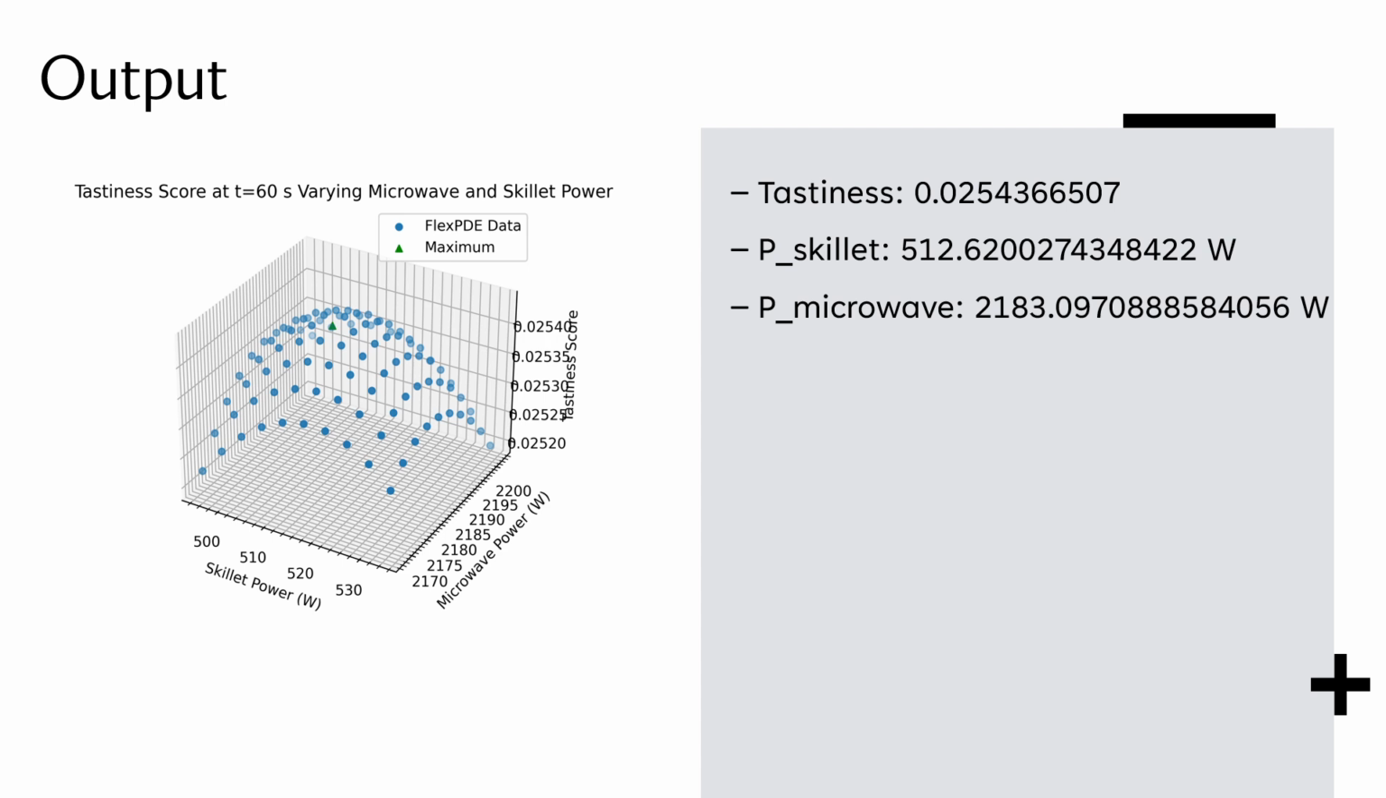In summary, the optimal power for our skillet and microwave were found to be 512.62 watts and 2183.10 watts respectively, yielding the maximum tastiness of 0.02544. The results are obtained using FlexPDE and Python. However, the project had limitations such as ignoring moisture and assuming no heat loss from the oven, and was only a 2D simulation, which led to some inaccuracies. The result can be considered reasonable, but with a floating point error of ±4 watts.